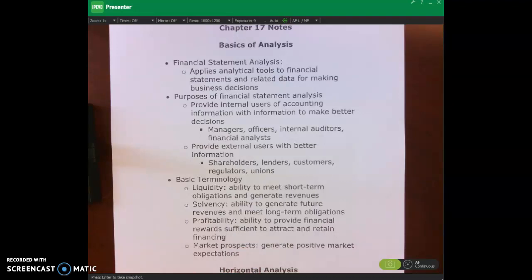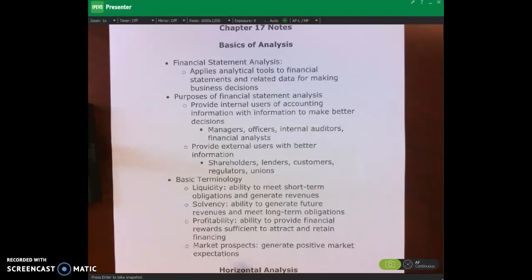Profitability refers to pretty much what you would think it is, which is the ability to generate a profit. And so we could have some ratios along the lines of profitability, such as calculating the profit margin or the gross margin ratio or the profit margin ratio.